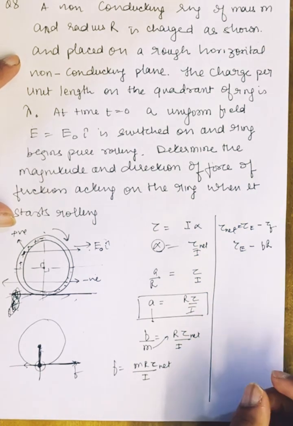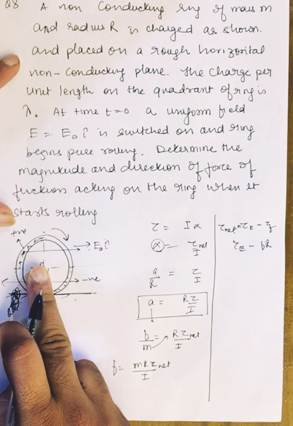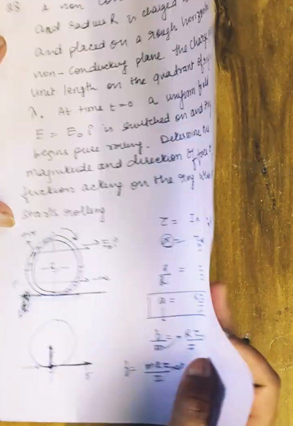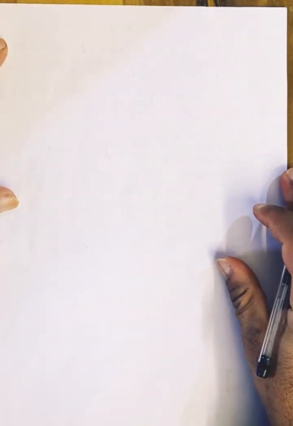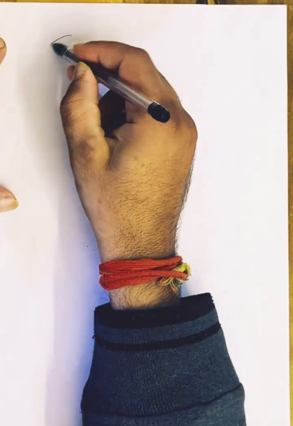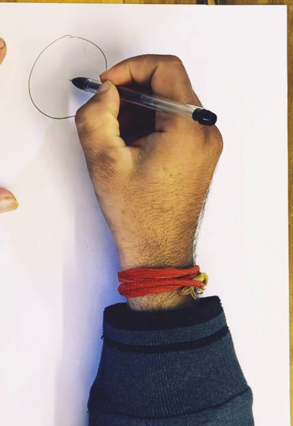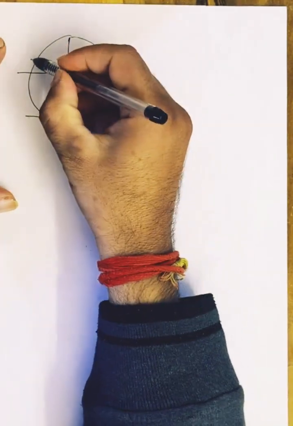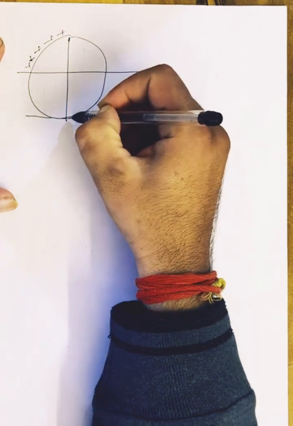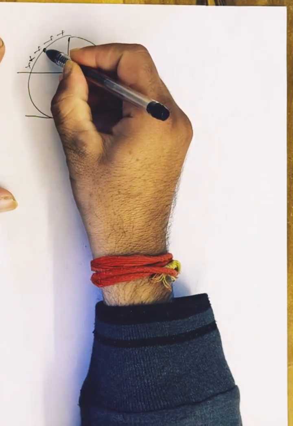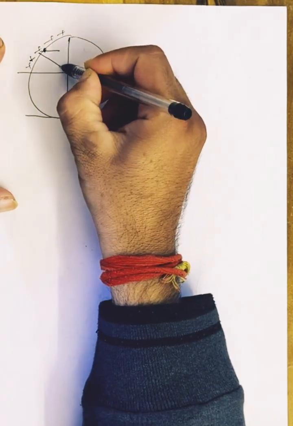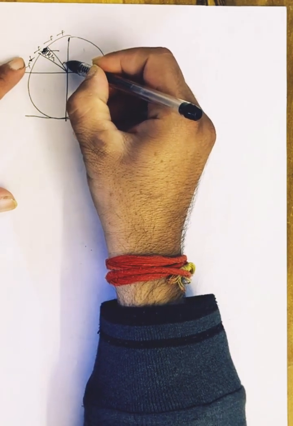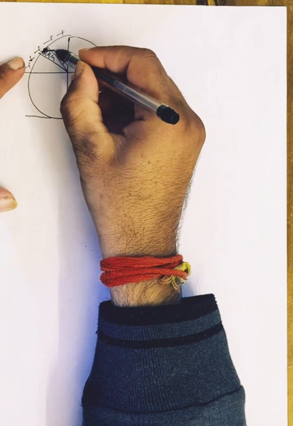So the main concern is to find the torque acting on this ring due to the electric field. For that we'll start solving. Let's see. So we have charges only up to this point and here also. So what we'll do is take a very small portion, say from angle theta, and apply a force here.